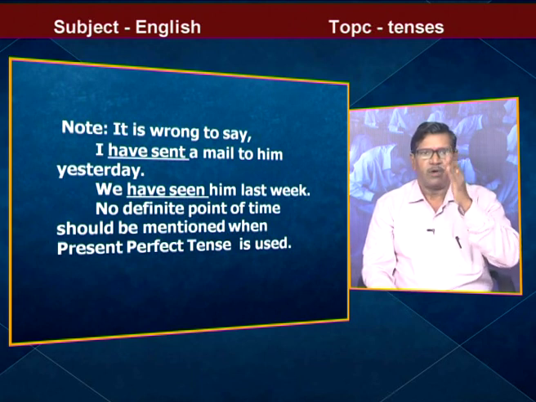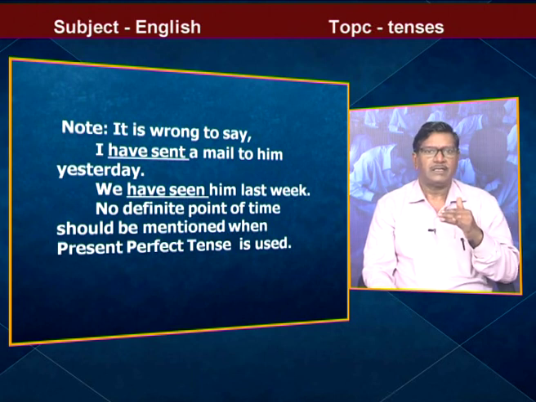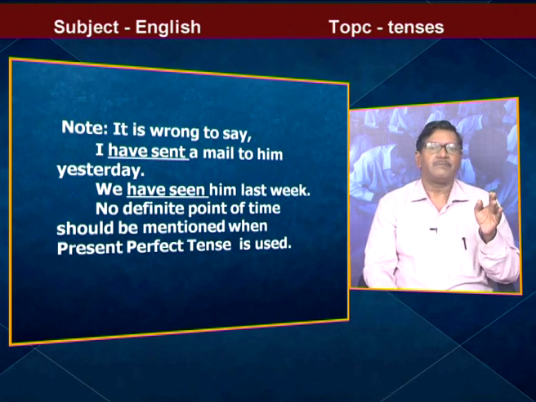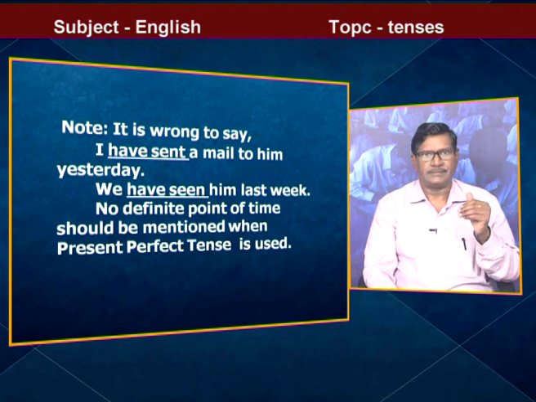A definite point of time should not be mentioned when we are using present perfect tense. If we have to mention a definite point of time, then we have to use simple past tense, but not present perfect tense. I sent a mail to him yesterday. We saw him last week. We have seen him last week is not a correct expression. We saw him last week.